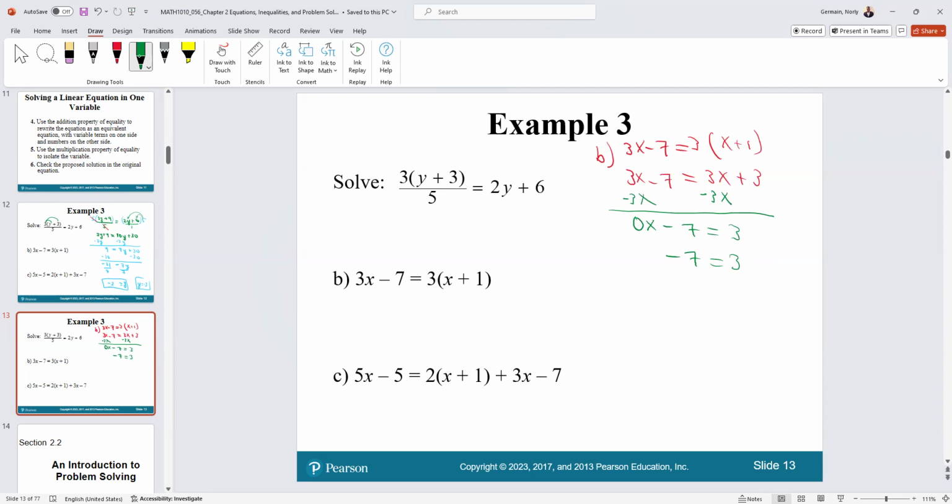Now, is it true that negative 7 is equal to 3? No, that's false. That's totally false. That's a contradiction because negative 7 is not equal to 3. Since no value for the variable x can be substituted into the equation that will make this a true statement, you say no solutions. Right? There is no solution.